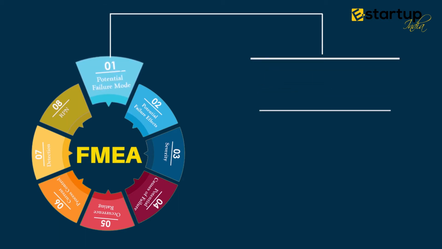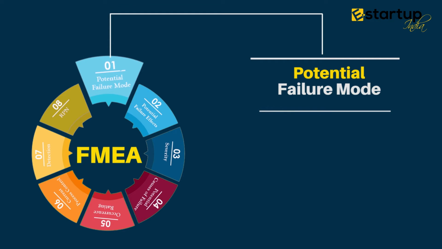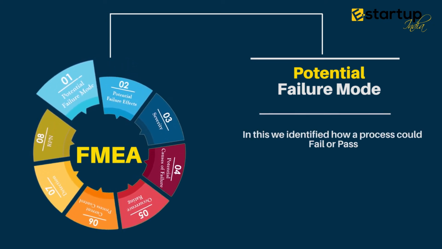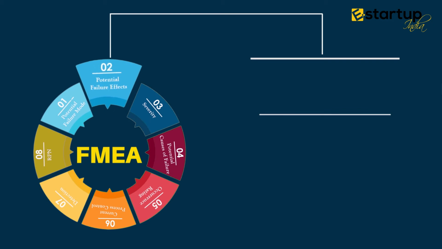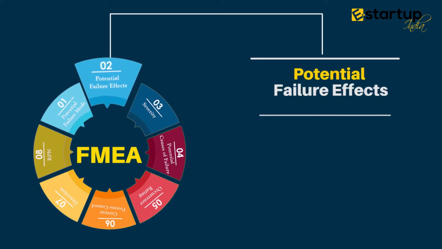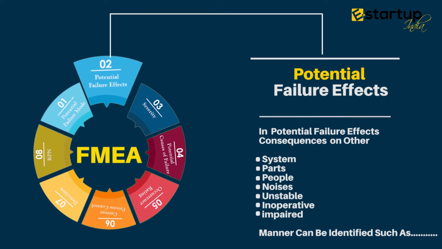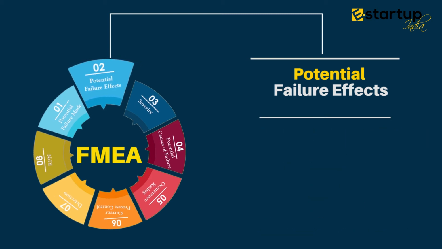In this, the first column is potential failure mode. Here, you will identify a manner in which your part could fail or your process could fail. The second column is potential effects of failure. Here, consequences on other systems, parts or people, such as noises, unstable, inoperative, impaired manners, can be identified.